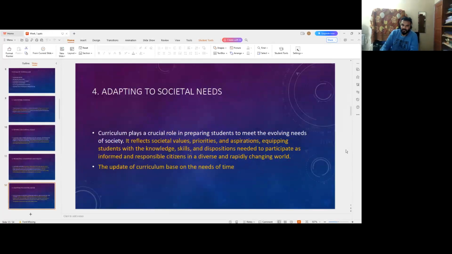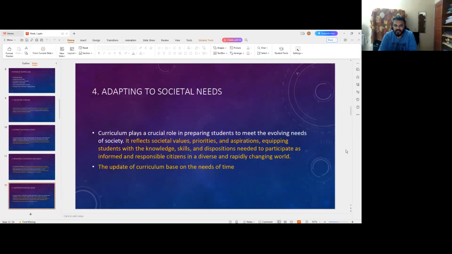Okay, all right, number four, adapting to societal needs. Basically, curriculum plays an important role in preparing students to meet the needs of society, in terms of reflecting societal values, priorities, and aspirations, and equipping students with the knowledge, skills, and dispositions needed to participate as informed, responsible, and useful citizens in a diverse and changing world.